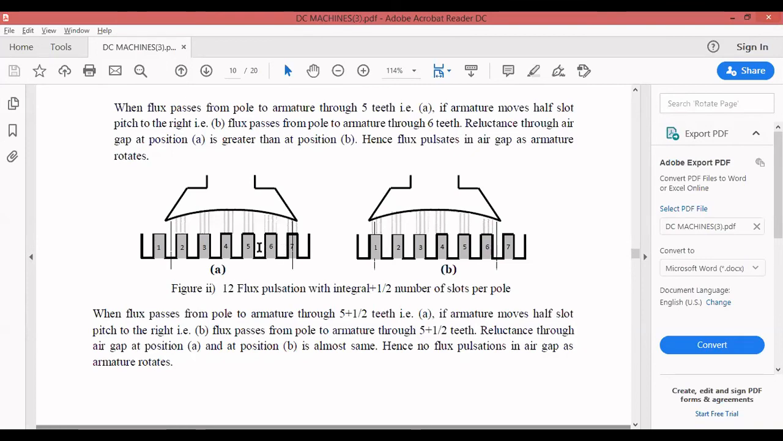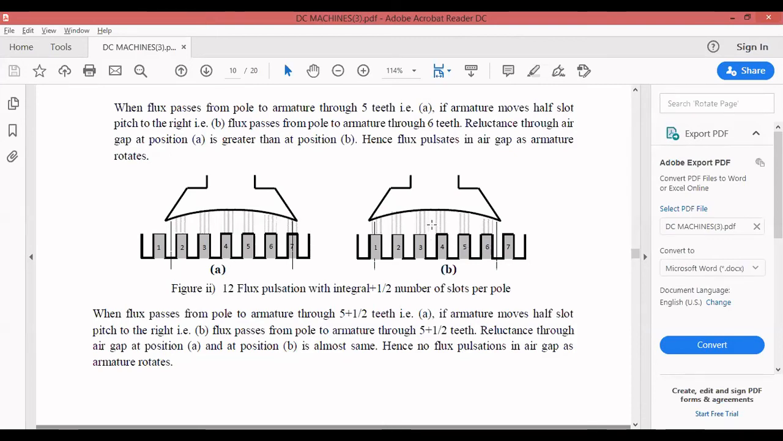If you see the slots also here, 1, 2, 3, 4, 5, 5.5 slot. Here also you can see 1, 2, 3, 4, 5, 5.5 slot. So if you maintain a fractional number of slots, it should not be an entire integer. Here 5.5 slots come under the pole arc. In one pole arc, if you maintain 5.5 slots, it means the number of slots should be a fraction. Then what happens?